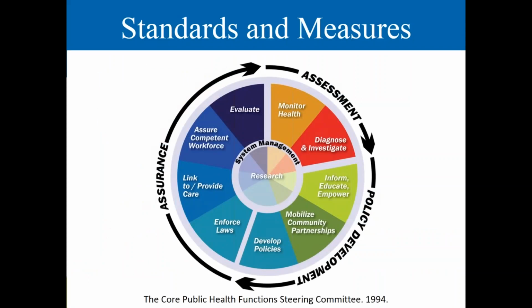So the core of the accreditation program are the standards and measures. This diagram may be familiar for you. This is the 10 essential public health services. And those really form the backbone of our standards and measures. We organize them into 12 domains, so 10 of them correspond very closely with the essential public health services. And then we have 2 additional domains for administrative and management capacity and for the relationship between the health department and its governing entity.